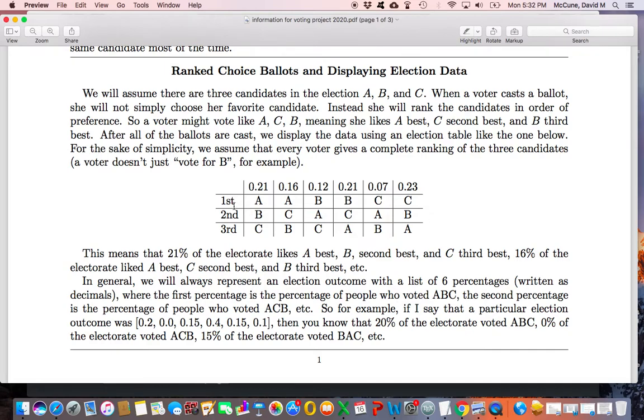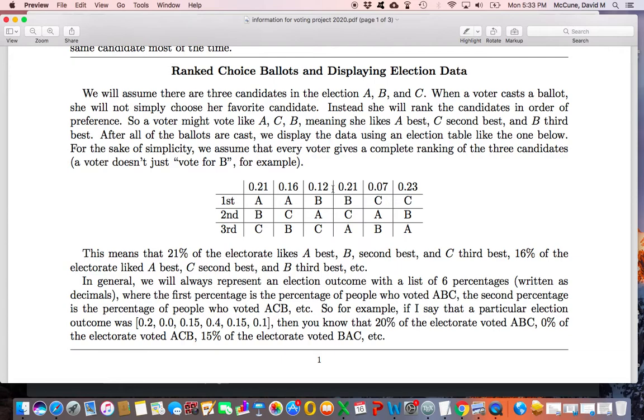Okay, so notice first, second, third here, you're listing who came in first, who came in second, who came in third on an individual ballot. This number at the top tells you how many people, or to be more precise here, what percentage of people voted this way. What percentage of people liked A the best, B second best, C third best? The answer is 21%. What percentage of people liked A best, C second best, B third best? The answer is 16%, and so on.